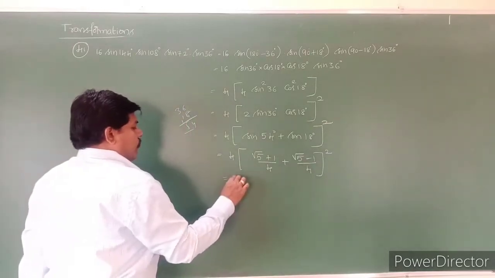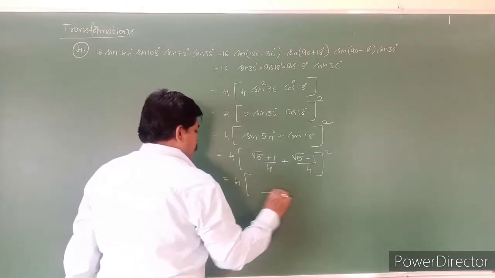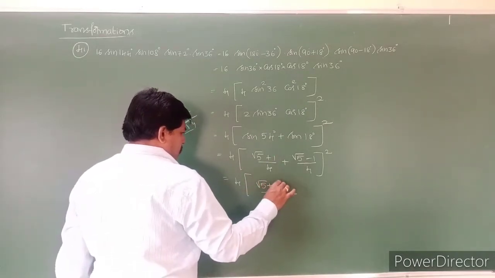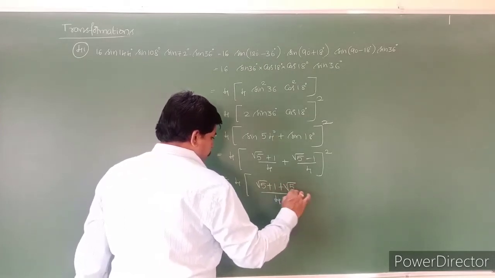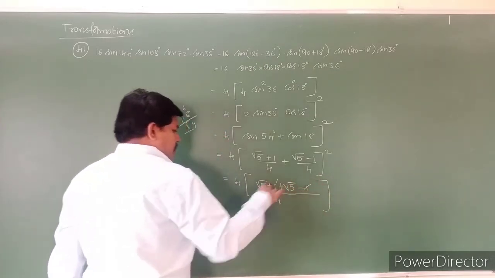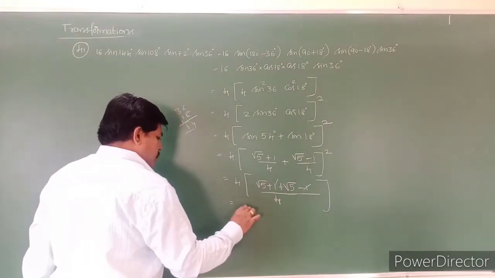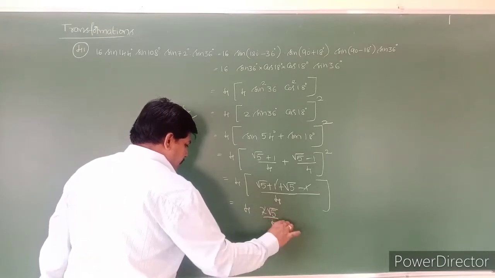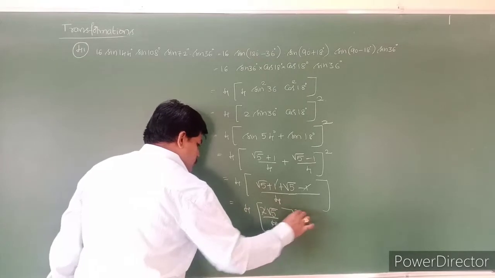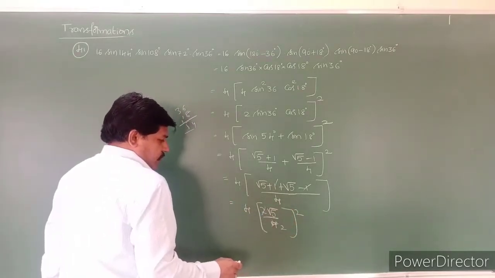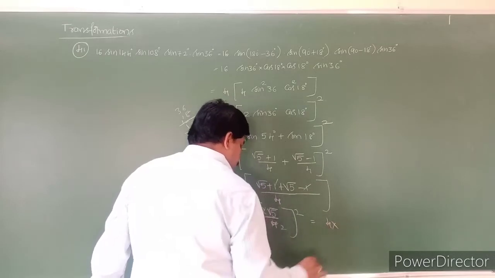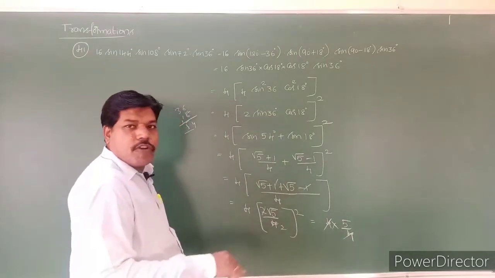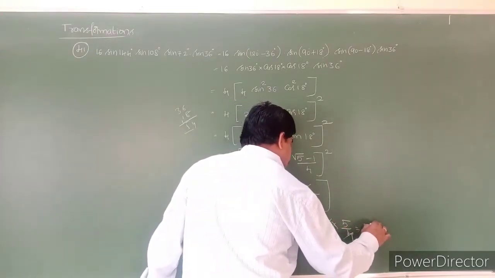So what I will do is 4 into, take the LCM which is 4, root 5 plus 1 plus root 5 minus 1. So plus 1 and minus 1 will be cancelled, students. You will get 4 into 2 root 5 by 4. You can cancel the value here. So that is root 5 by 2 whole square, which is nothing but 4 into 5 by 4. So 4 will be cancelled. You will get the value 5.